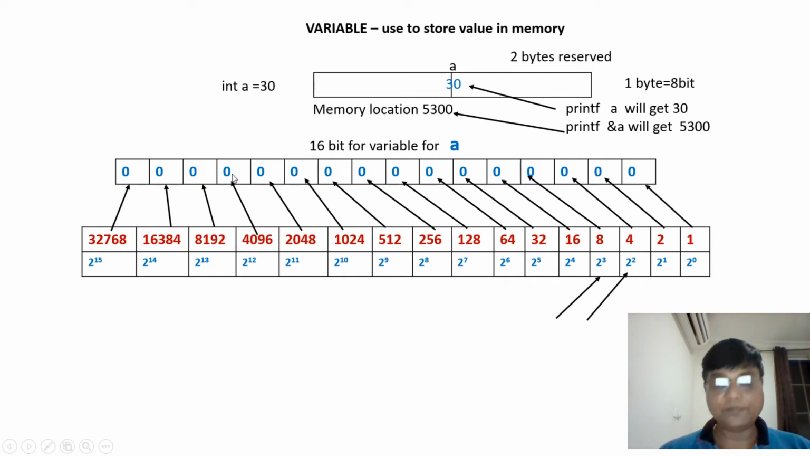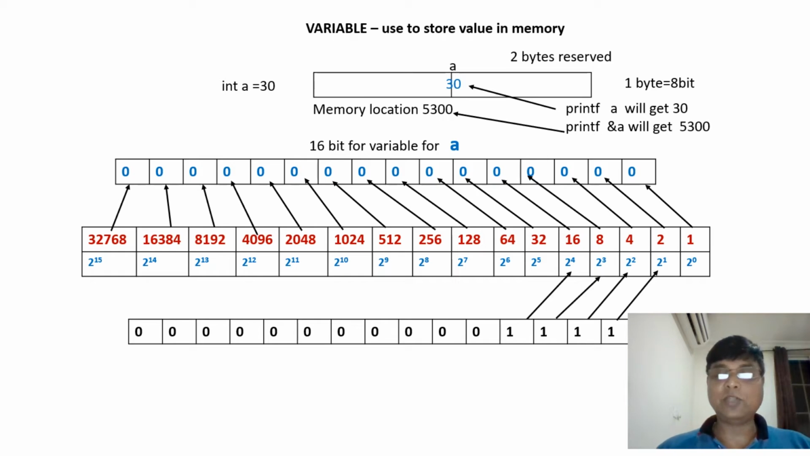In this example, a equal to 30, I want to calculate the value 30 in this format. The value 30 is close to 16, but 32 is more than 30, so I cannot take that bit.